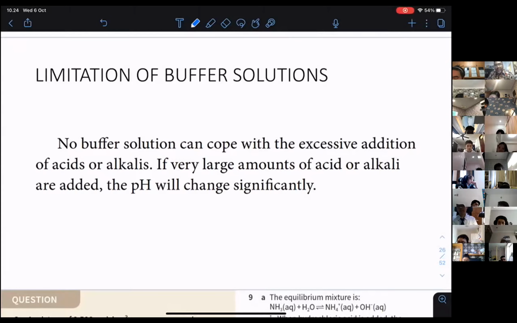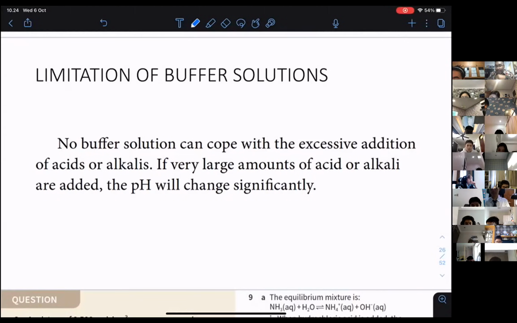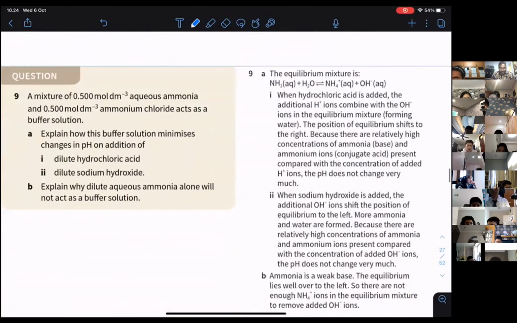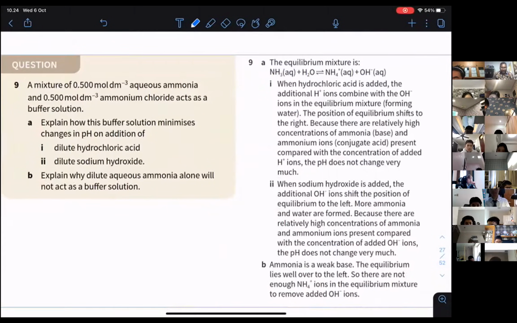So you cannot add too many. You cannot add excessive amounts of acid and alkali. If you do that, then the pH will definitely change. There is a limit for the buffer solution. Please remember that.